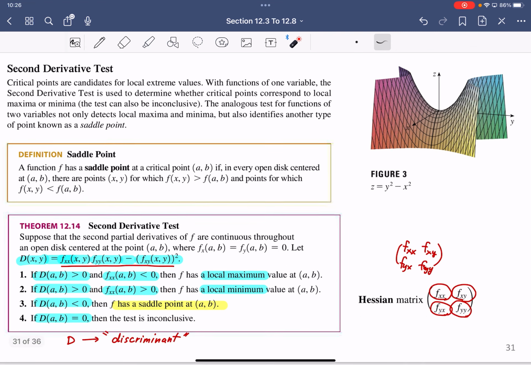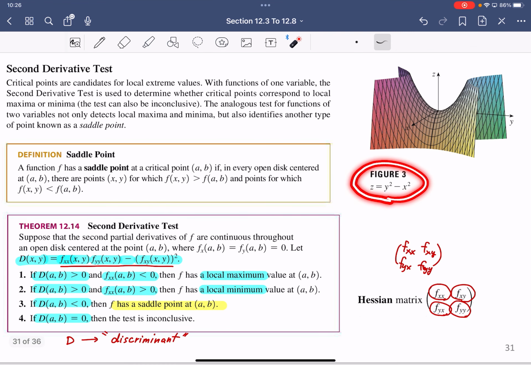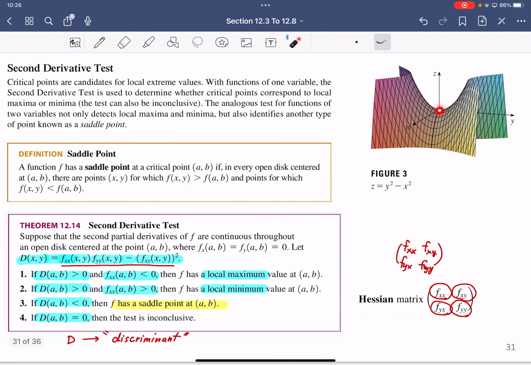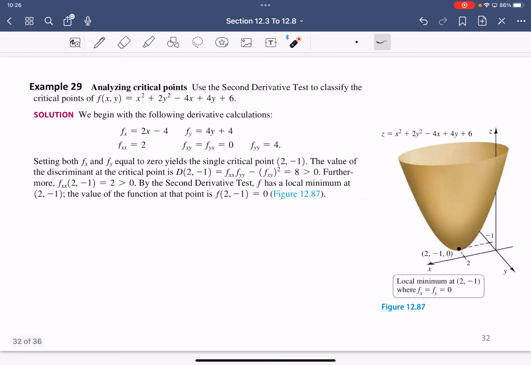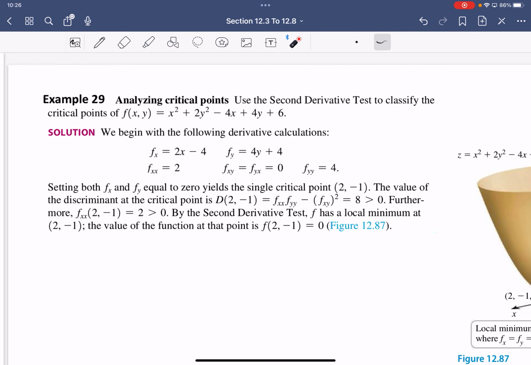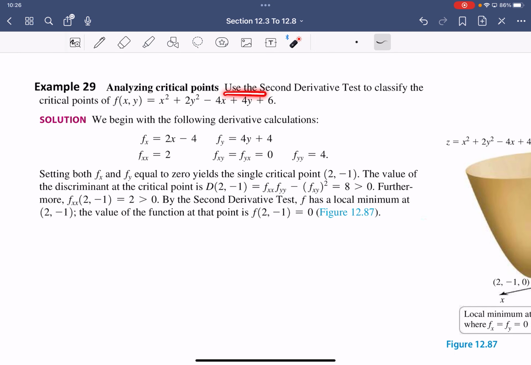So we're going to show this picture. This is the function y squared minus x squared. We're going to show that this point is actually the saddle point. Okay, let's do the example in the book first. I want to use the second derivative test to classify the critical points of this function.